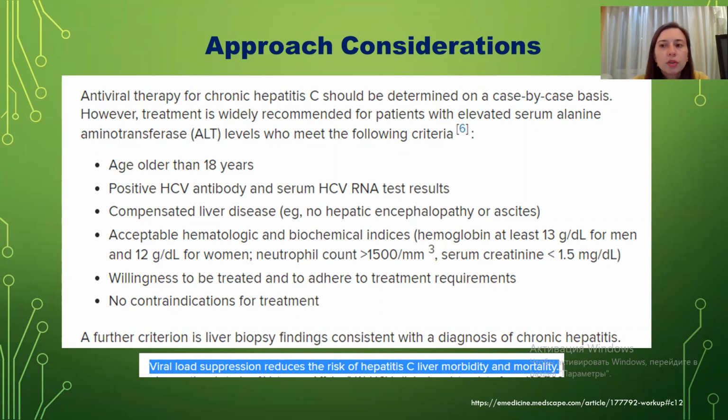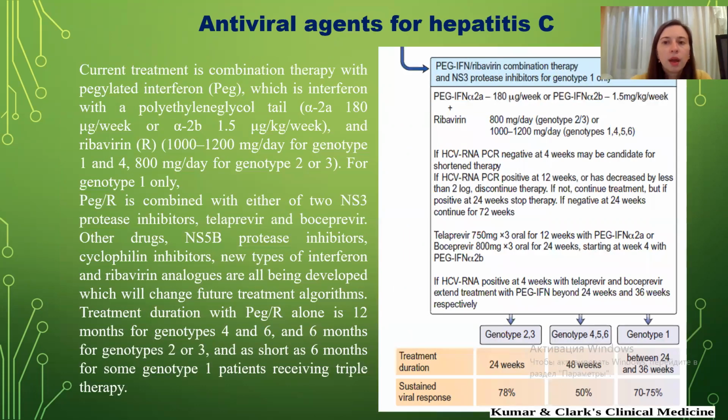No contraindications for treatment. A further criterion is liver biopsy finding consistent with the diagnosis of chronic hepatitis. Viral suppression reduces the risk of hepatitis C liver morbidity and mortality. And antiviral agents for hepatitis C. Current treatment is combination therapy with pegylated interferon with a polyethylene glycol tail and ribavirin for genotype 1 only.